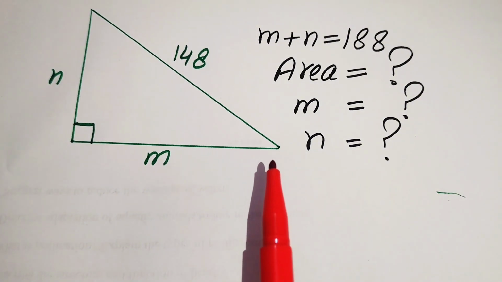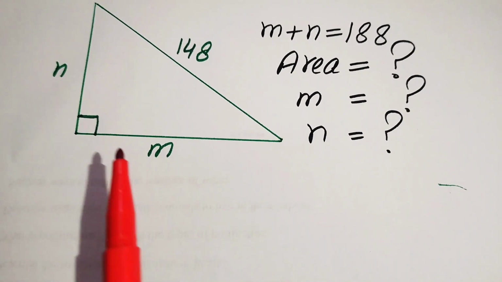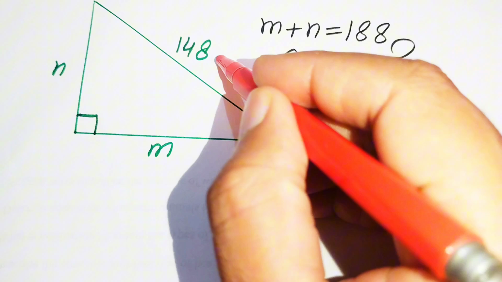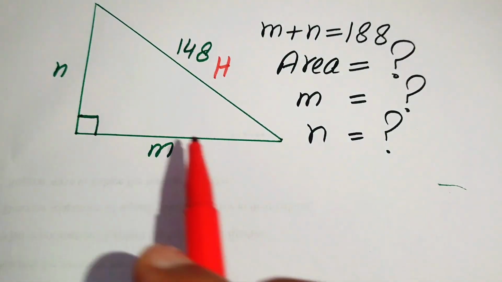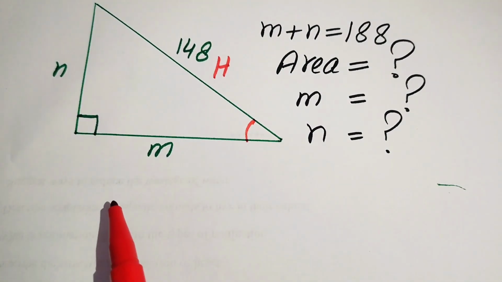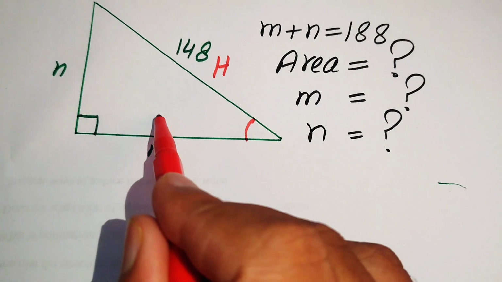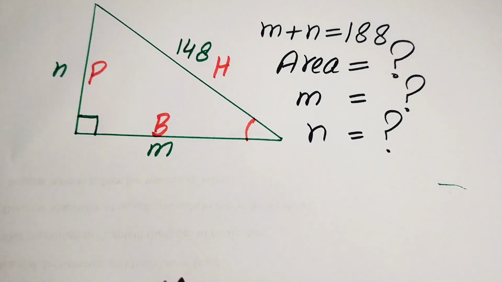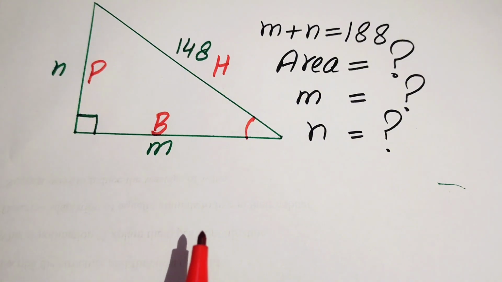So the very first step: you see that this is a right triangle, so the side opposite to the right angle is known as the hypotenuse. The side that joins the right angle and the other angle is known as the base, and this side is called the perpendicular of this right triangle.